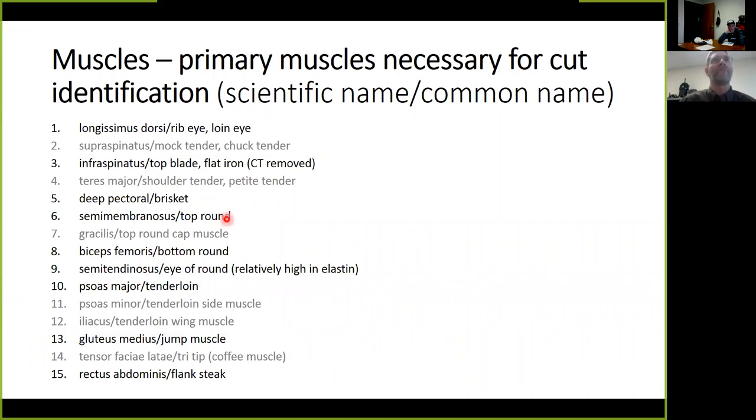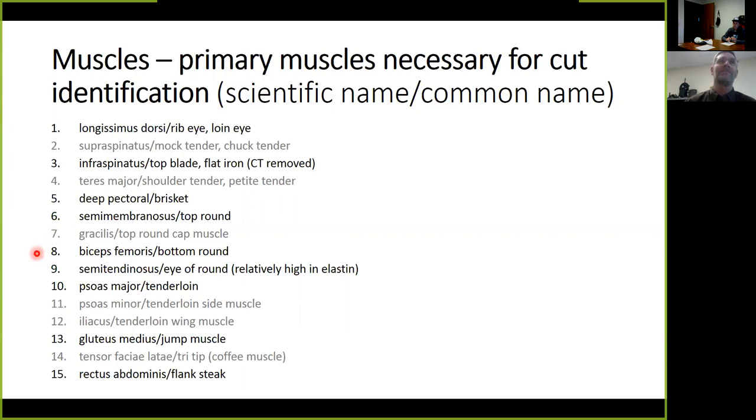The semimembranosus. So I'm going to go 3 at a time here. The semimembranosus is the top round muscle. And that you should write down, the semimembranosus is the top round, also called the inside round. It's on the inside of the leg, okay? It's more tender on the inside of the leg. It's a very strong muscle, very big muscle. It's more tender.